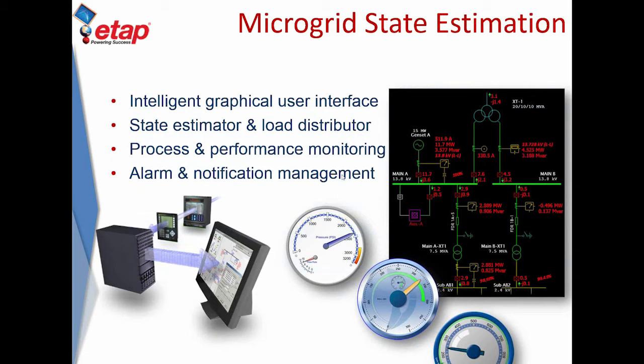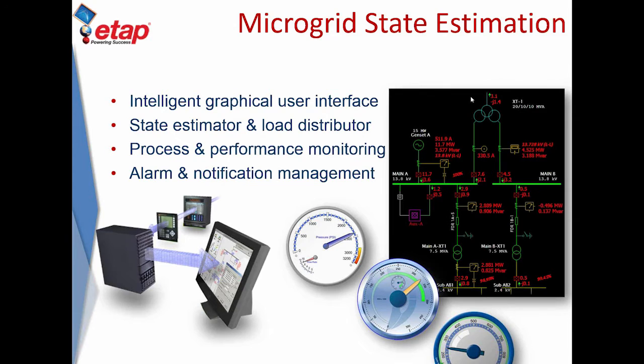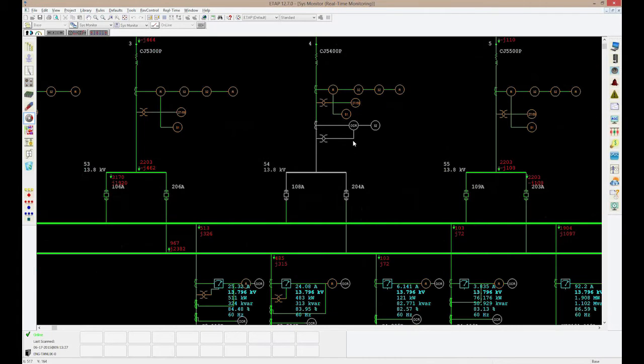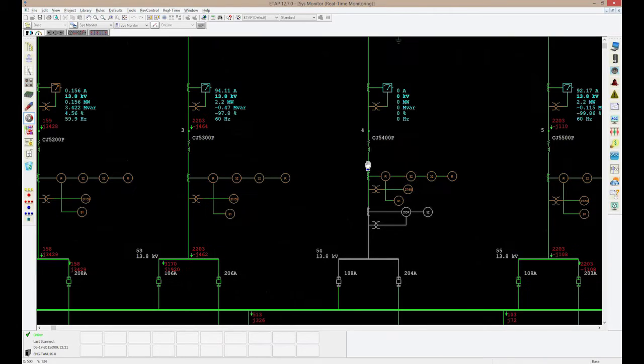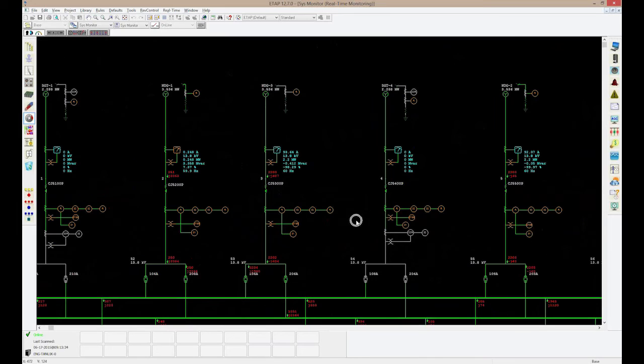So first of all, when we talk about microgrid state estimation, I'm just going to pull up a file here for us to take a look at. In this particular file, what we can see is a microgrid system. There are about 6 different sources. There's no utility connection. Hence, this is a permanently islanded microgrid.